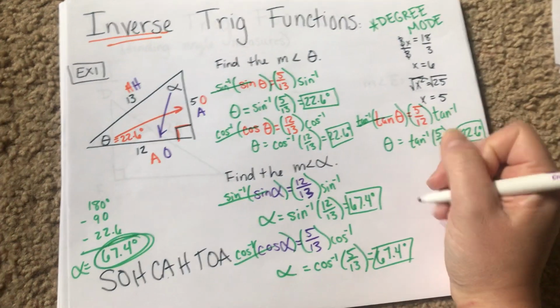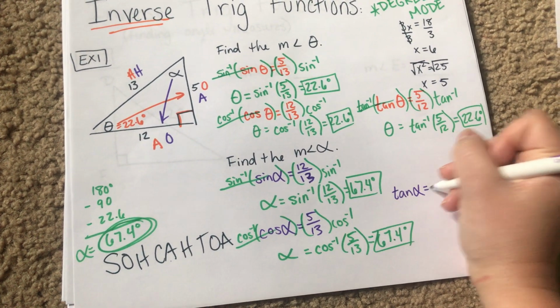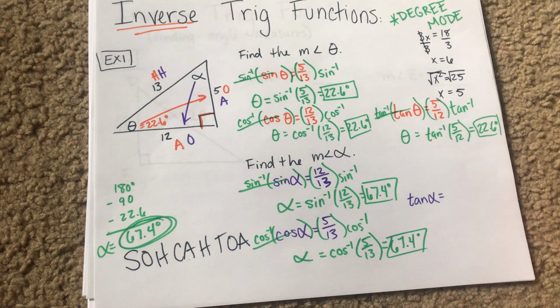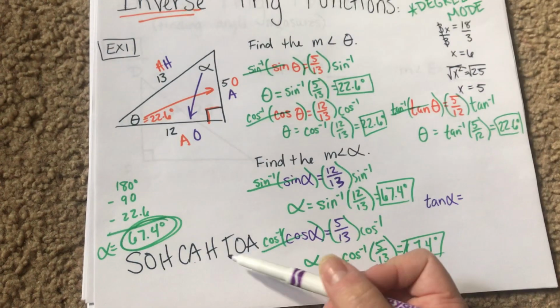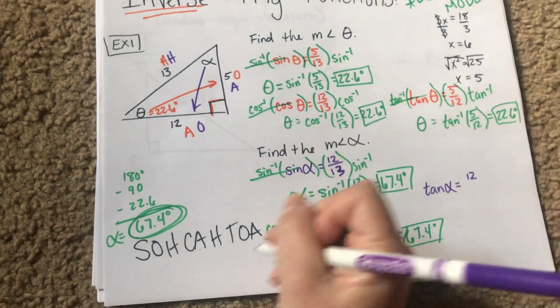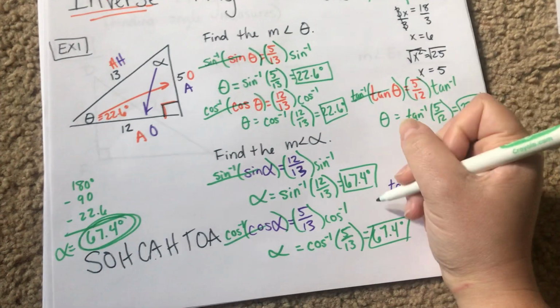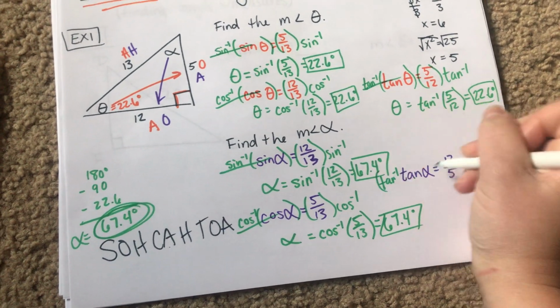Last but not least, again, this is why it's overkill. We're doing it 3 different ways when you only really have to do it one way. So if we're looking for the tangent of alpha, I look and tangent is opposite and adjacent. Opposite is 12, adjacent is 5. I want to undo my tangent, so we do tangent inverse.